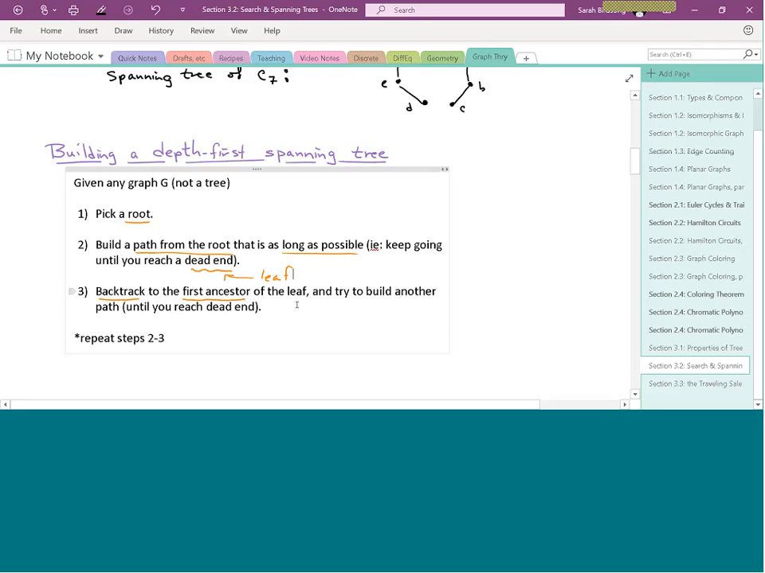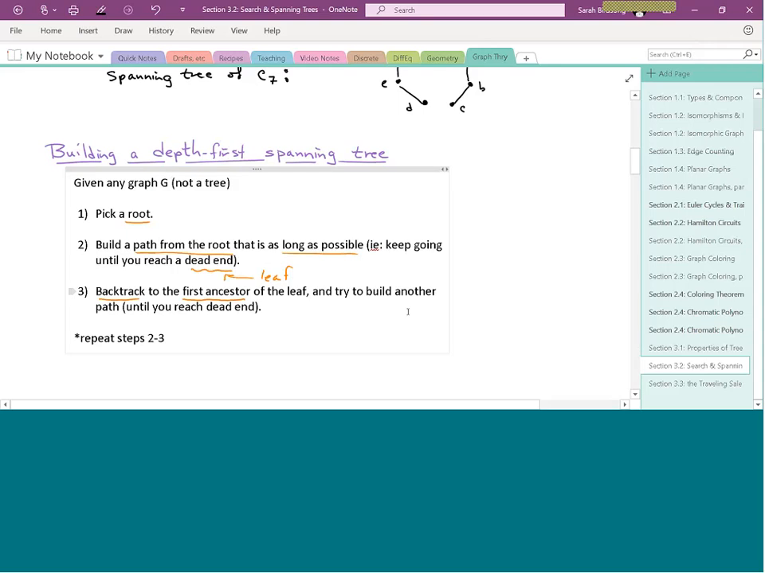Now, why would I say degree 3? Because if you backtrack from your leaf, the parent has to be at least degree 2, because somebody was coming from another vertex to get to the parent and traveling from that parent to get to the child. The only exception to that is if your parent was actually the root.